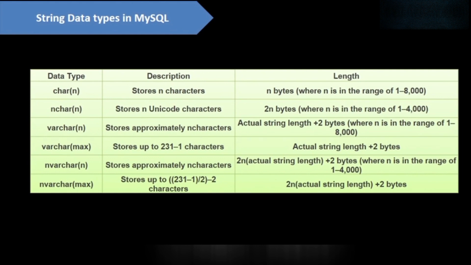We have the char data type, which stores n characters in bytes, where n is in the range of 1 to 8,000. This is the range, or the length, of that data type. Now comes nchar. What does nchar stand for? It stores n Unicode characters, 2n bytes, where n is in the range of 1 to 4,000. Now we will have a look at varchar. It stores up to 2^31 - 1 characters.